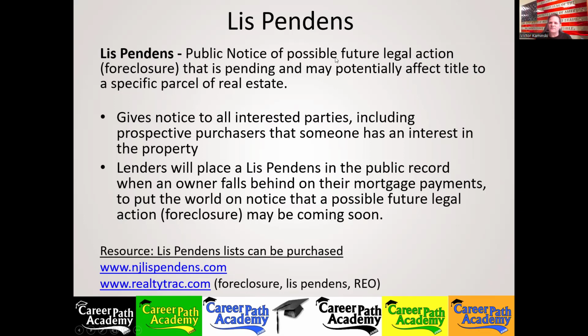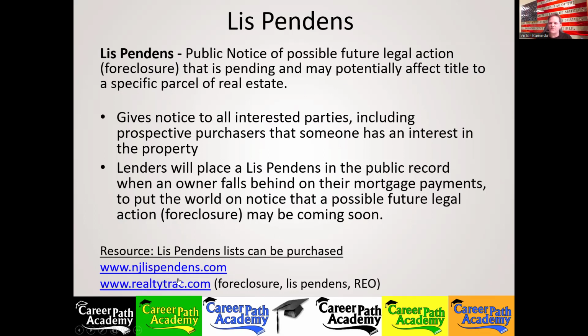So it's a public notice of possible future legal action, foreclosure, that's pending and may potentially affect title to a specific parcel of real estate. It gives notice to all interested parties, including prospective purchasers, that someone has an interest in the property. Lenders will place a lis pendens in the public records when an owner falls behind on their mortgage payments to put the world on notice that a possible future legal action, foreclosure, may be coming soon.